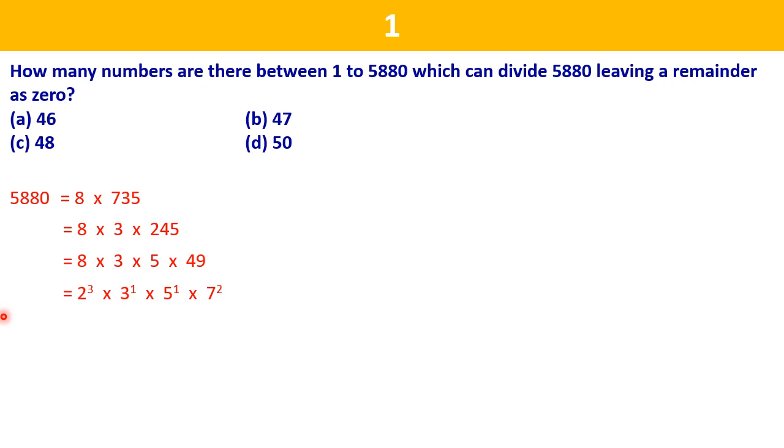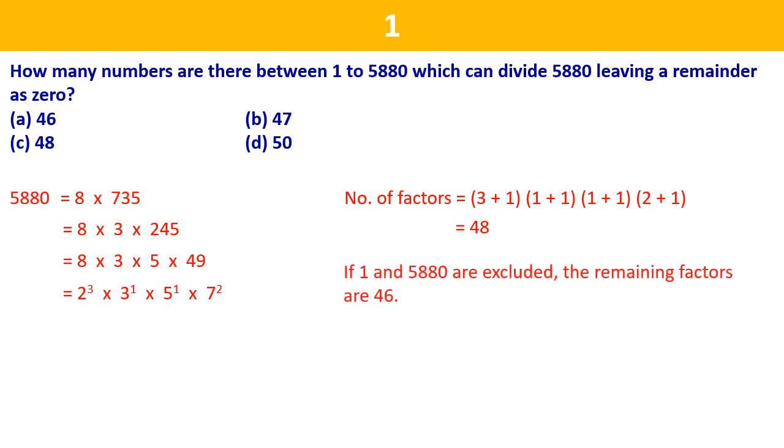So the number of factors of 5880 will be equal to (3 plus 1) into (1 plus 1) into (1 plus 1) into (2 plus 1), which comes out to be 48. Now in the question it is asked, how many numbers are there between 1 and 5880? So if we exclude 1 and 5880, these two factors, the remaining factors are 46. Hence option A is the right answer.